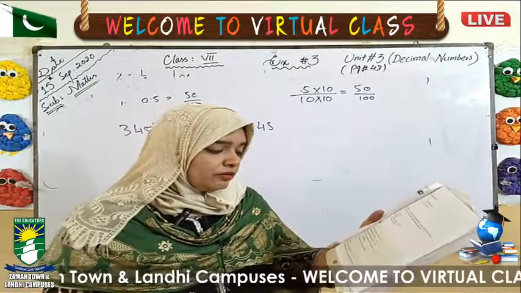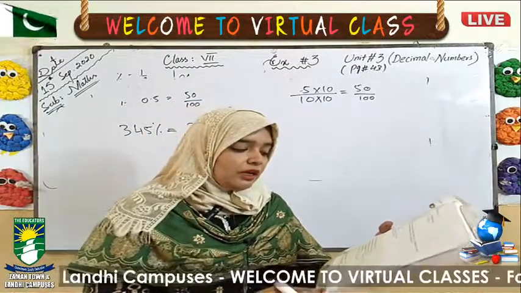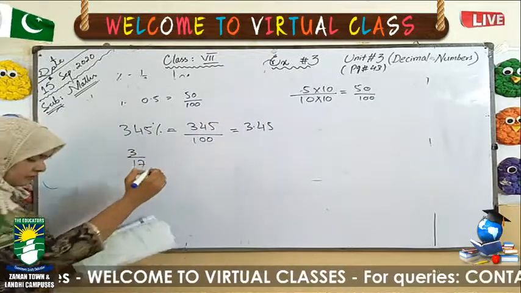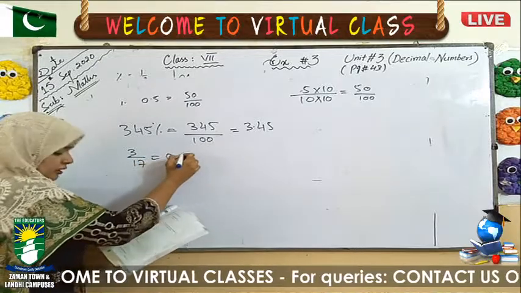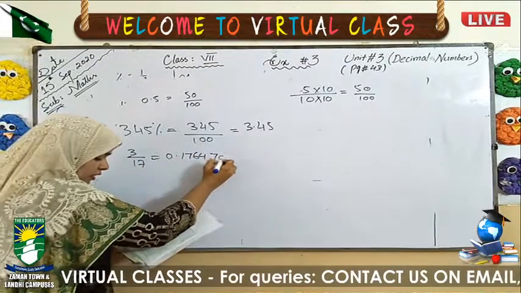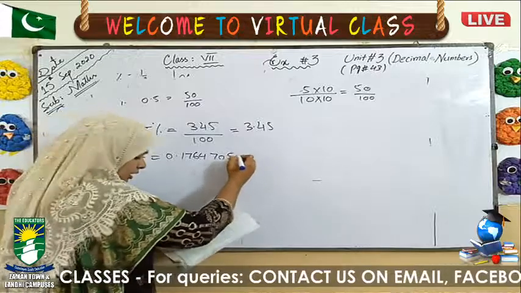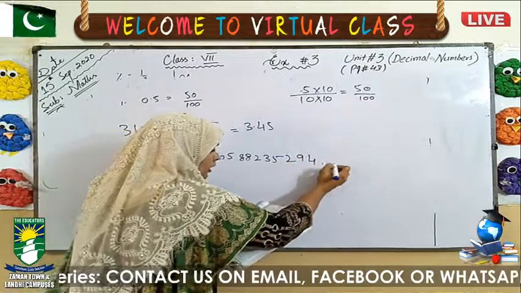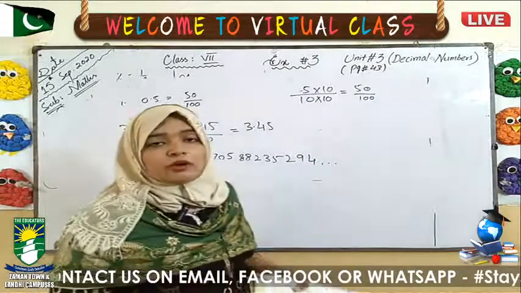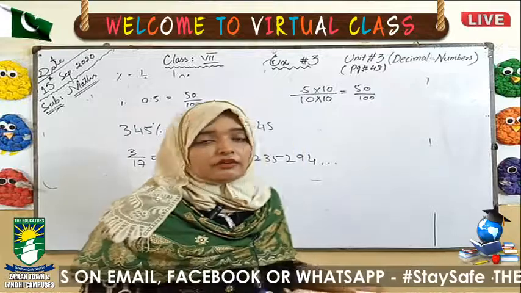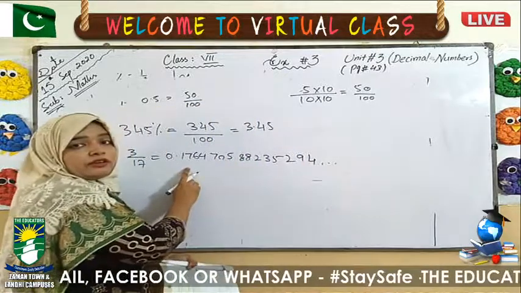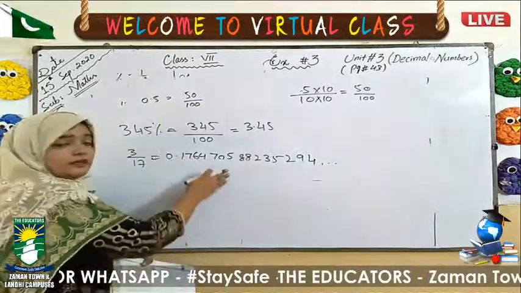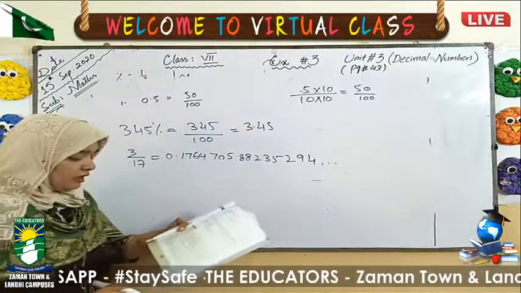Number 4, 3/17 gives a terminating decimal. When you divide 3 by 17, you will get 0.176470588235294 and so on. It is not a terminating decimal. It is a non-terminating decimal because it gives us an infinite number of digits after the decimal. So it is non-terminating. It is a false statement.